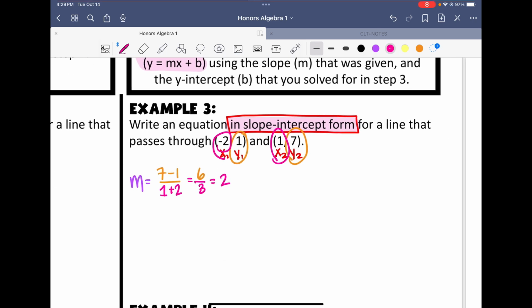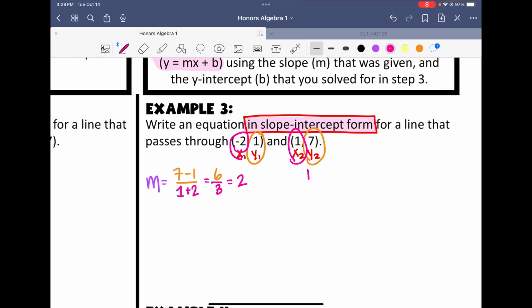Now, I can put this in point slope form or slope intercept form. I'm going to show you both ways how to do this. This is the pink pathway. This side here is going to be the pink pathway.